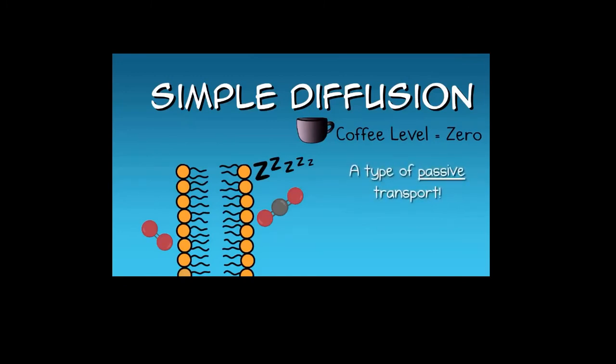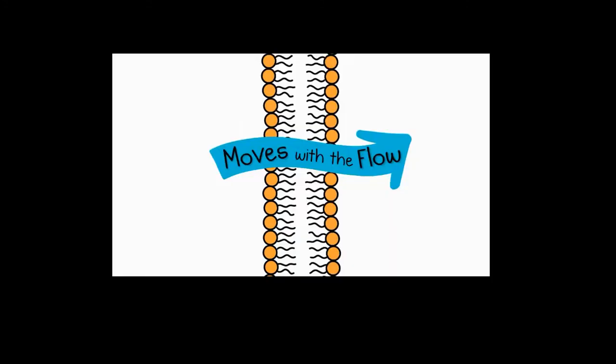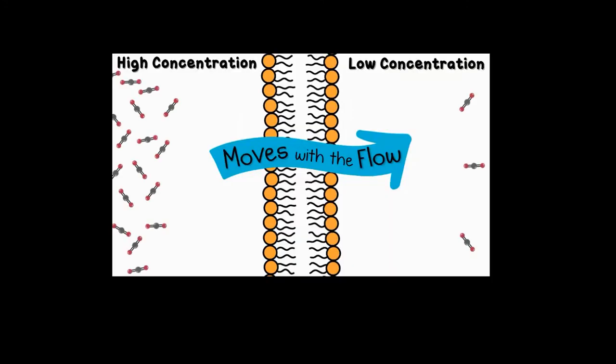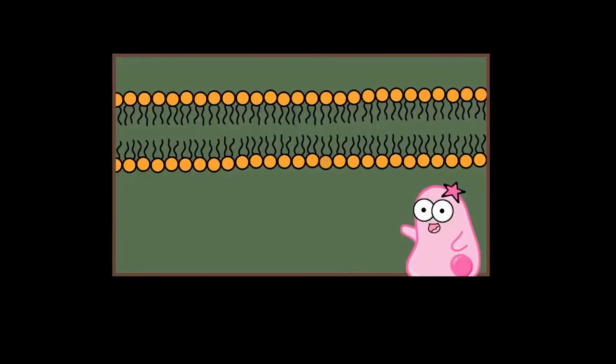Simple diffusion moves with the flow, meaning it moves with the concentration gradient. Molecules move from high concentration to low concentration. So when you hear someone saying that something's going with the concentration gradient, that's what they mean. They mean it's going from a high concentration of molecules to a low concentration of molecules. Now, remember how we said the cell membrane is actually a pretty complex structure?